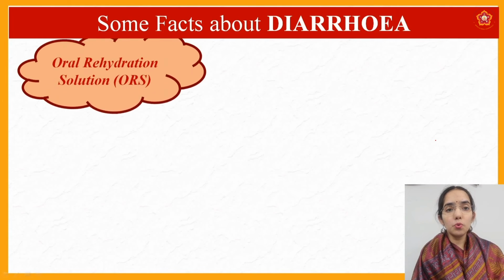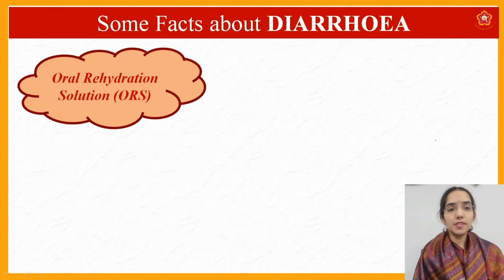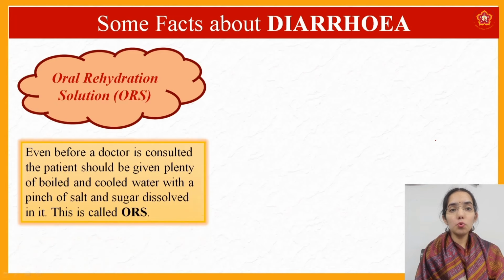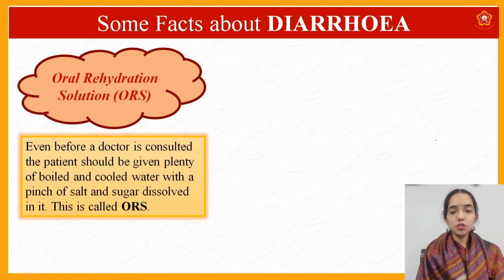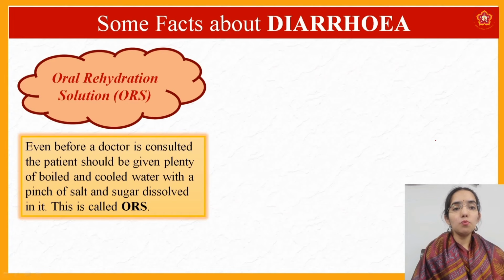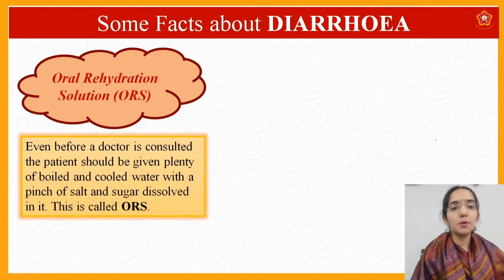So what should we do when someone gets diarrhea? There's a solution called oral rehydration solution. Even before you go to a doctor, the patient should be given plenty of boiled water. Then that boiled water should be cooled. Once the water is cooled, you can add a pinch of salt and sugar to it. And the patient can drink that solution.